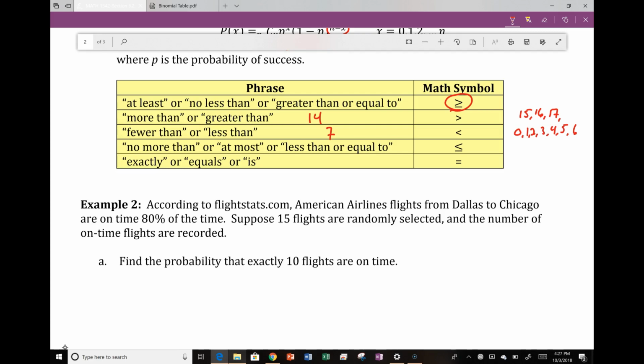No more than, or at most, or less than or equal to. We have the less than and we have the equal to sign on there. So let's say that we want no more than 9. What that includes is 0, 1, 2, 3, 4, 5, 6, 7, 8. It also includes 9 because I want no more than 9 of them. So that's actually going to include that 9 with us. Exactly, or equals, or is, that is strictly our equals. That is strictly that one value, nothing else.